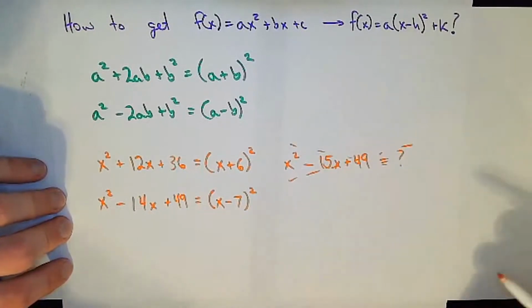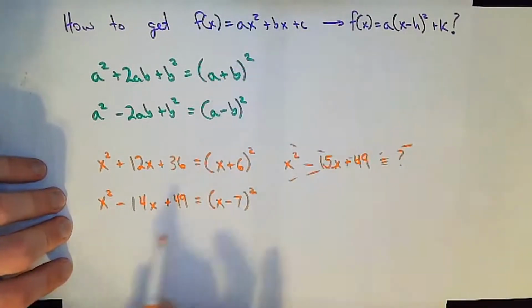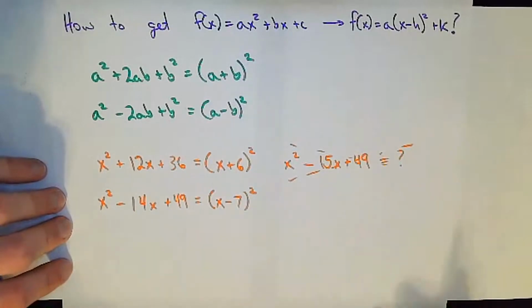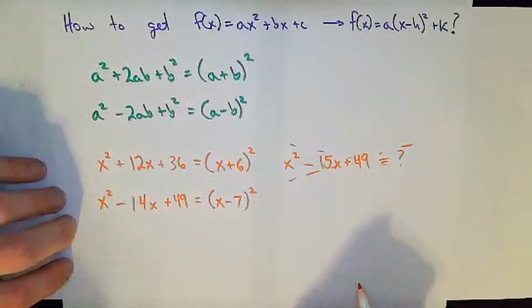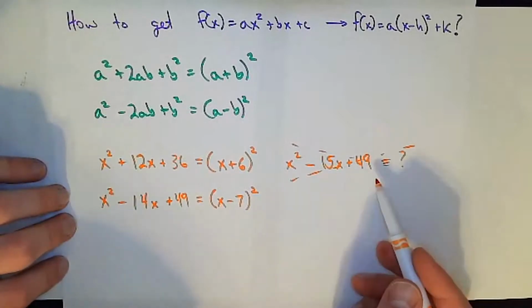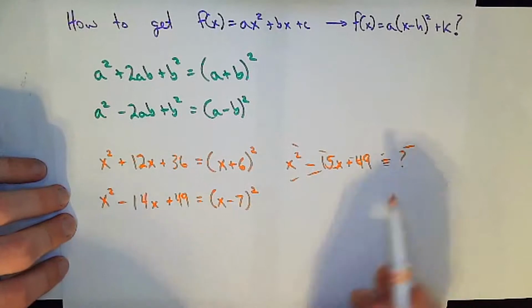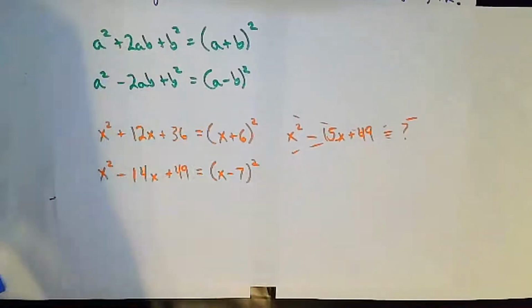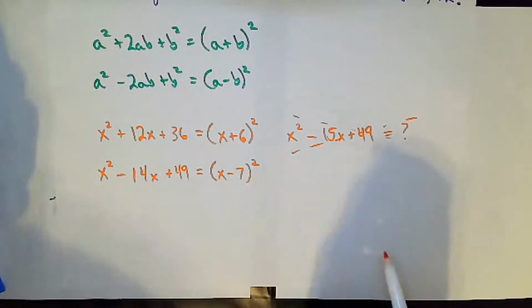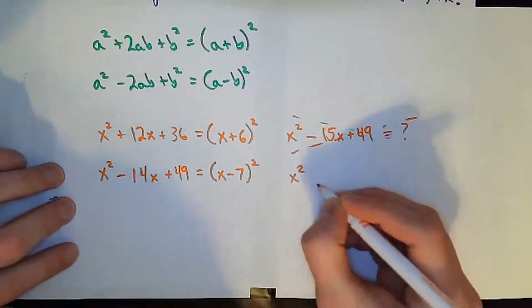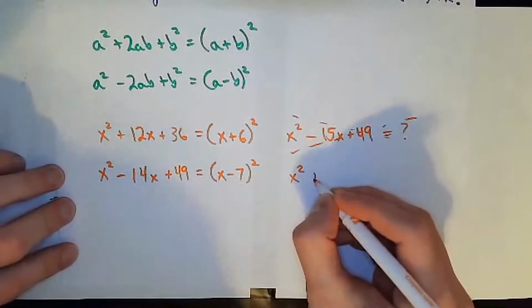But we'll have some things not written very nicely as perfect square polynomials. We're going to discuss the method to get from a generic quadratic polynomial to a perfect square polynomial. But first, we just need to make sure that we can recognize when they are in the right form.